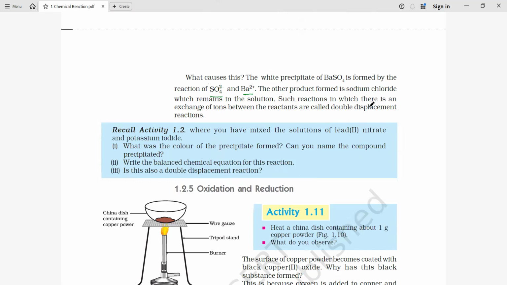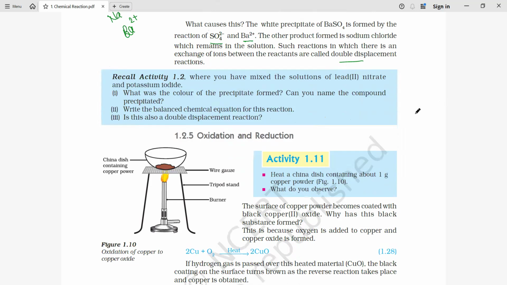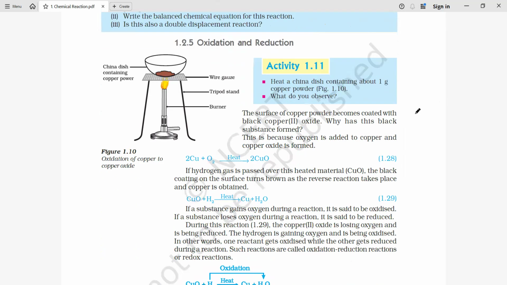And here sodium chloride is soluble, so that is aqueous. And here exchange of ions takes place between the reactants, sodium and barium. Okay, they have taken the place of each other. So that's why it is called the double displacement reaction. Another important topic we have is called oxidation and reduction. So this is very, very important.